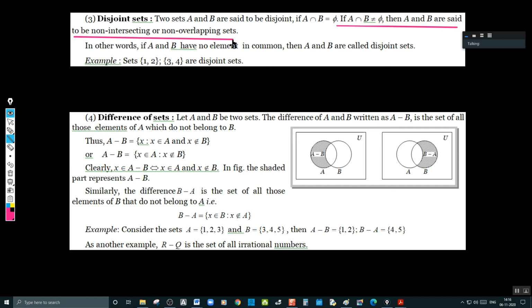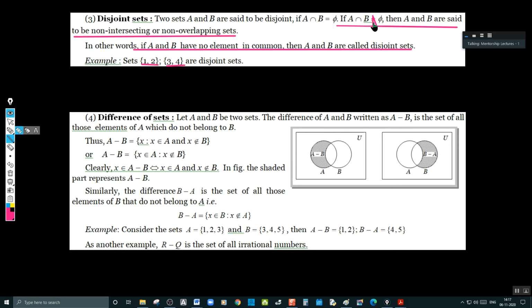Okay. This is wrong. This is equal to. You're right, Milani. That equal to must be there. If A intersection B is equal to phi, then A and B are said to be non-intersecting or non-overlapping sets. In other words, if A and B have no common element, then A and B are called disjoint sets. If you take 1, 2, 3, 4, nothing is common to both, they are said to be disjoint sets. That's good.